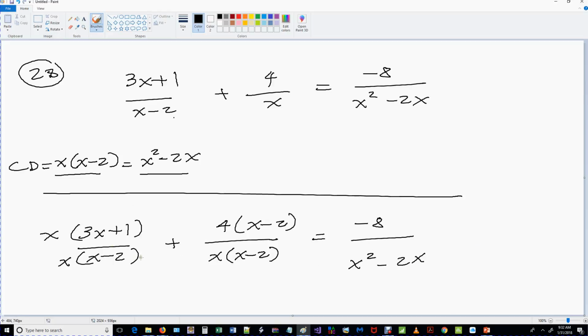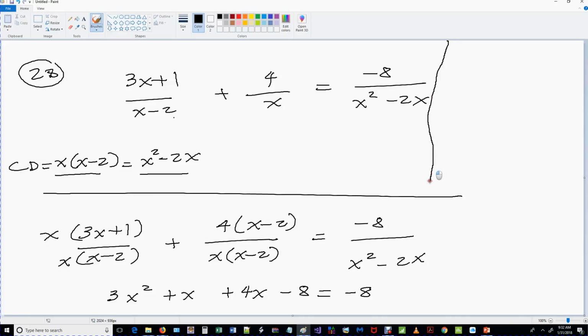Alright, because all the denominators are the same, you can just eliminate them, and let's multiply the top. x times 3x, that's 3x squared. x times 1, that would be x. And then 4 times x, well, that would be 4x. And then 4 times minus 2, that's minus 8. And that will give you equals minus 8.